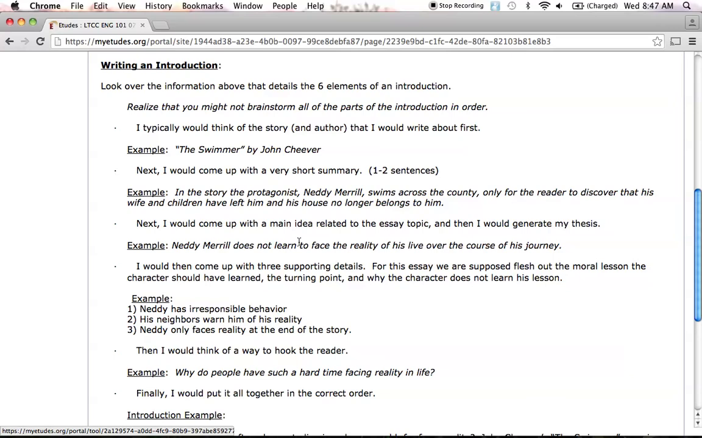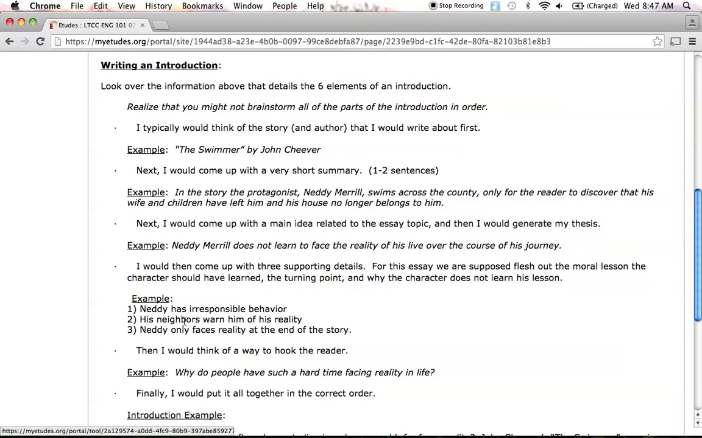Okay, so now in my mind I have to have kind of a pattern for those 3 body paragraphs to prove my point that he's not learning his lesson. So first I'm going to talk about how Neddy has irresponsible behavior. My first body paragraph is going to focus on that. The second thing is I'm going to talk about times that his neighbors warn him of his reality. So that's his opportunity to learn a lesson. I'm just going to be proving that people were giving him this opportunity.